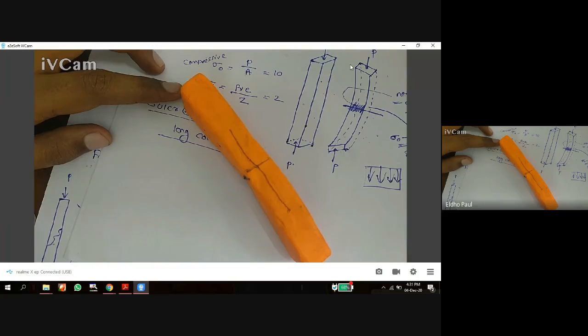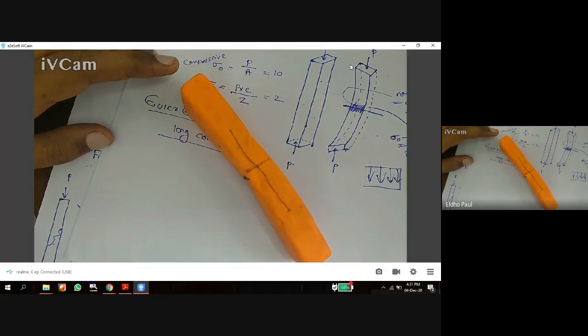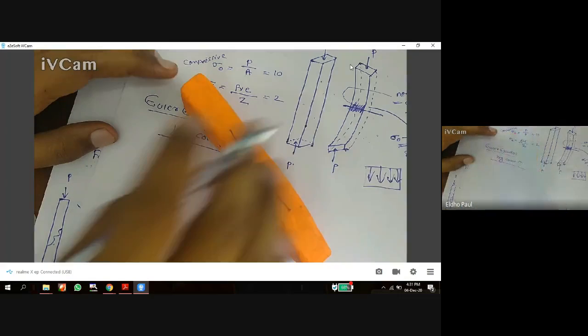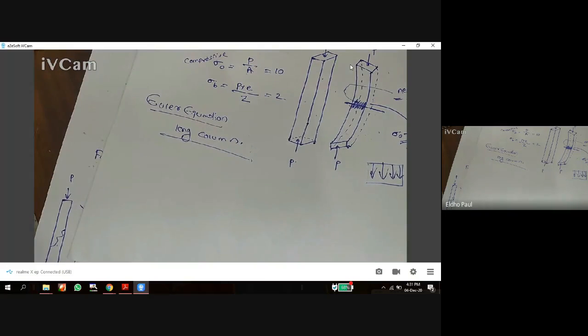The length of the column is very large compared to the lateral dimension of the column, or we can say the slenderness ratio is very high. So we can consider this a long column. So Euler's equation can only be applied to long columns. It is not applicable for short columns. So using Euler's equation, we can design a long column.